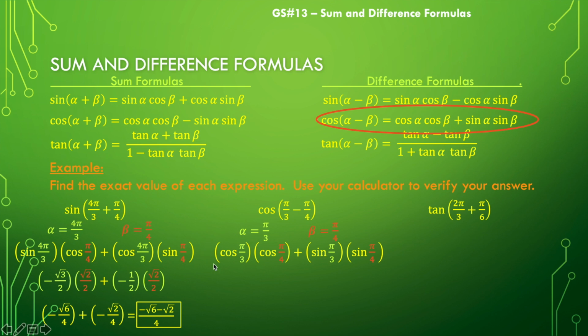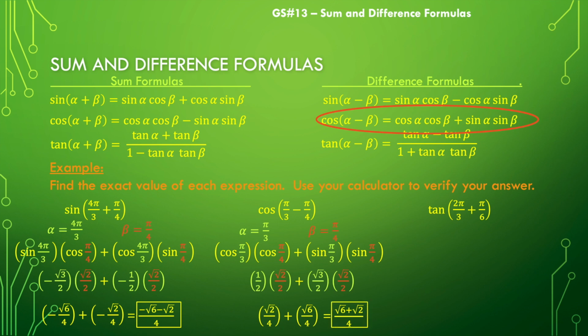So the cosine of pi over 3, that's going to be 1/2. The cosine of pi over 4 is square root of 2 over 2. Plus the sine of pi over 3 is rad 3 over 2. And the sine of pi over 4 is rad 2 over 2. So we end up with the square root of 2 over 4 plus the square root of 6 over 4. We'll go ahead and express this as a single fraction.